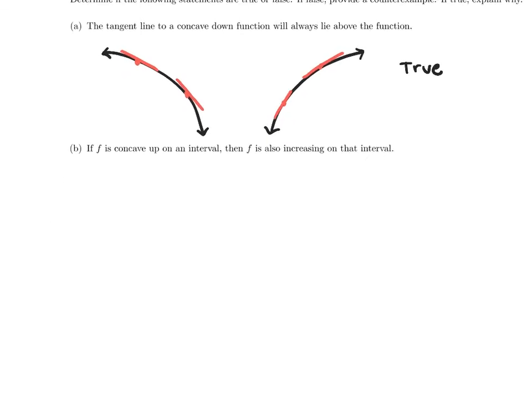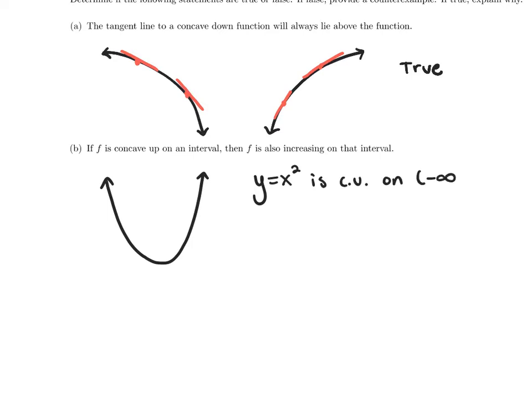Our next example says if f is concave up on an interval, then f is also increasing on that interval. So let's take an example of a very typical concave up function, just y equals x squared. So y equals x squared is concave up on its whole domain, negative infinity to infinity, and the reasoning for that is that the y double prime is just 2, which is always positive.